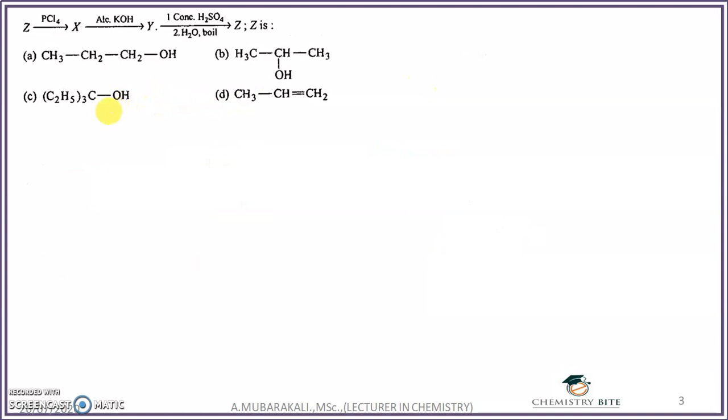So coming to the second question. Here Z reacts with phosphorus pentachloride to give X. X reacts with alcoholic KOH to give Y. Y reacts first with concentrated H2SO4 and then is boiled with water to give Z. So what is Z?